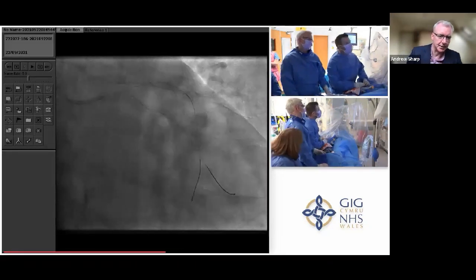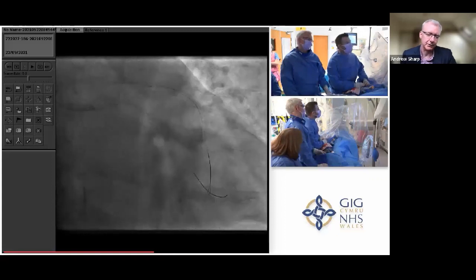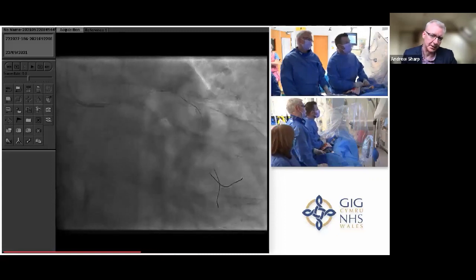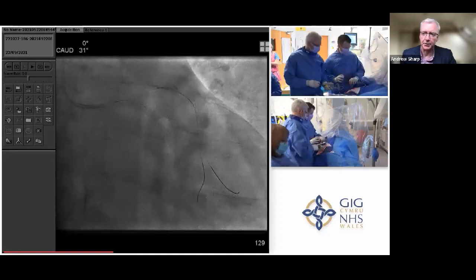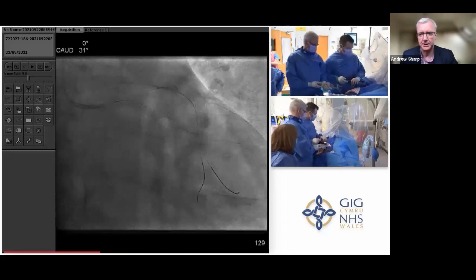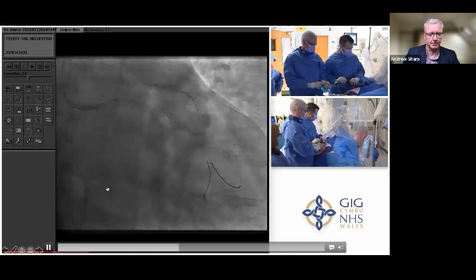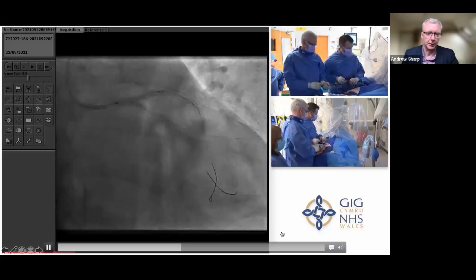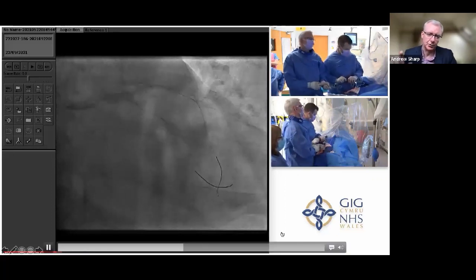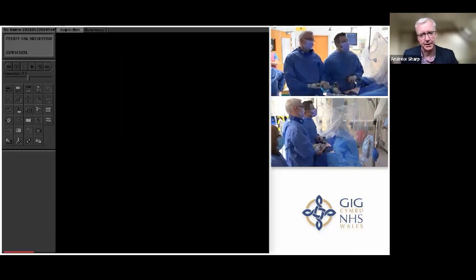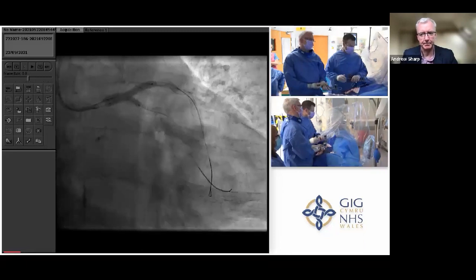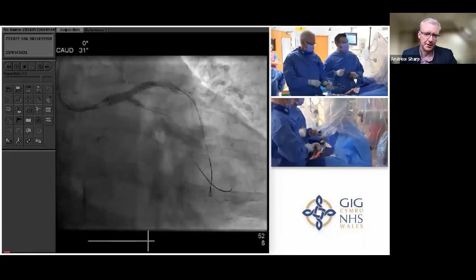So this looks like there's another balloon coming in, getting ready for our kissing inflations. And try and store everything under fluoro if you can. If you're doing these long cases, keep the radiation dose down. Here we go. So we haven't shown you the LAD drug-eluting balloon here, but that was done as a separate step. And then there's our kissing inflation.